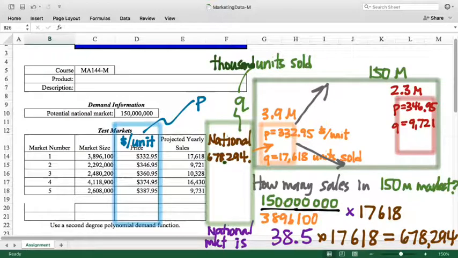And that'll be my first data point. P is 332.95, Q is 678.294. I do that for all 5 of my test markets, and what I get is a relationship on the national market between the total quantity that I can sell and the price that I would charge in order to sell that many. So let's take a moment and do that calculation.